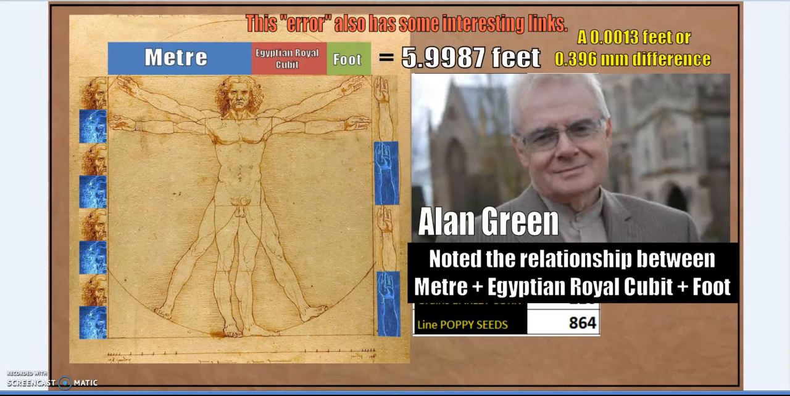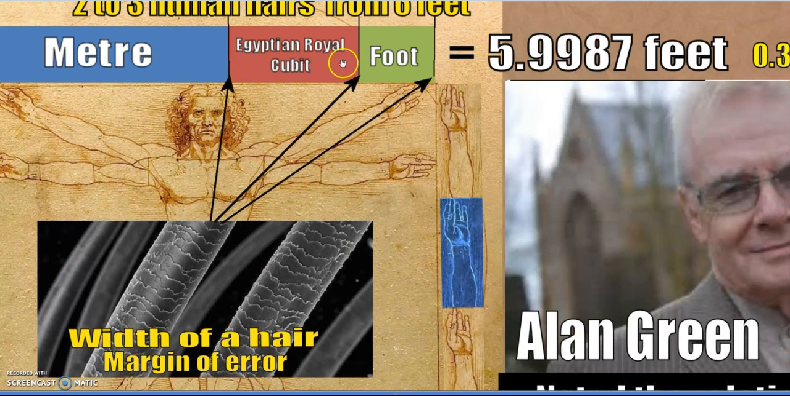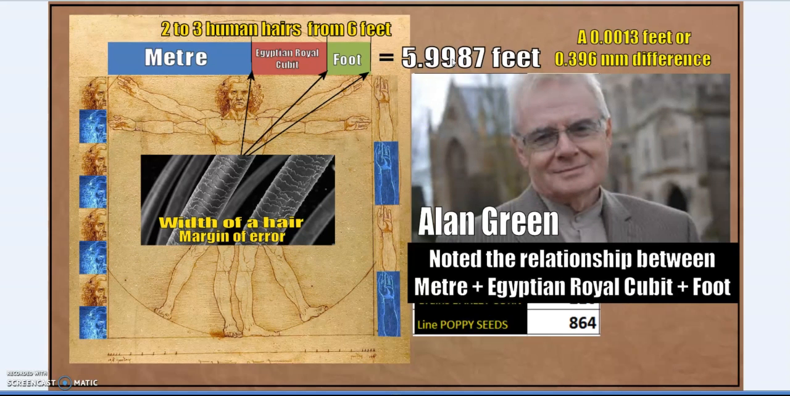So back to Alan Green noting the relationship between the allegedly modern meter, the Egyptian royal cubit, and the allegedly modern English foot. So the meter plus the Egyptian royal cubit plus the foot, if you go into your modern conversion or calculator and put it together, comes to 5.9987 or 999 feet. The difference there might look special, but that's the width of a human hair. That's the margin of error we're talking about.